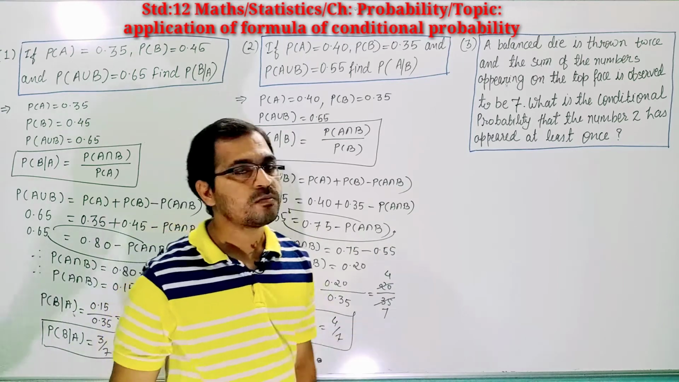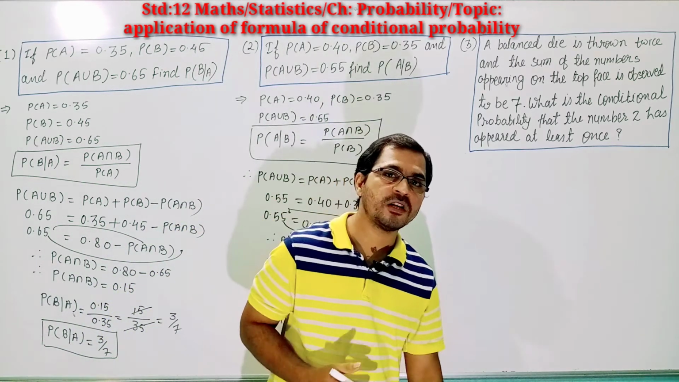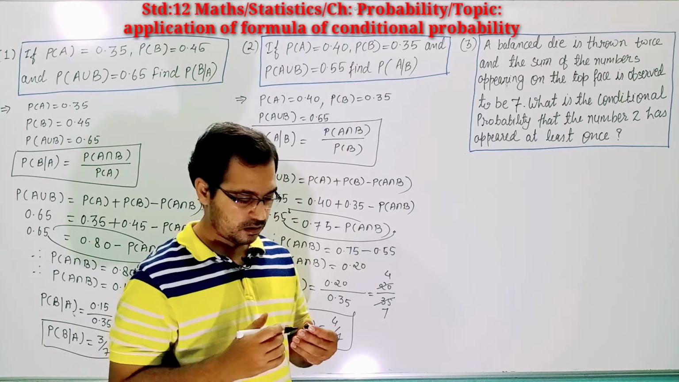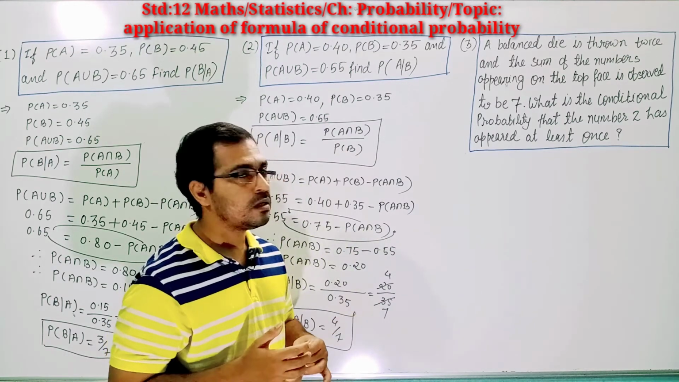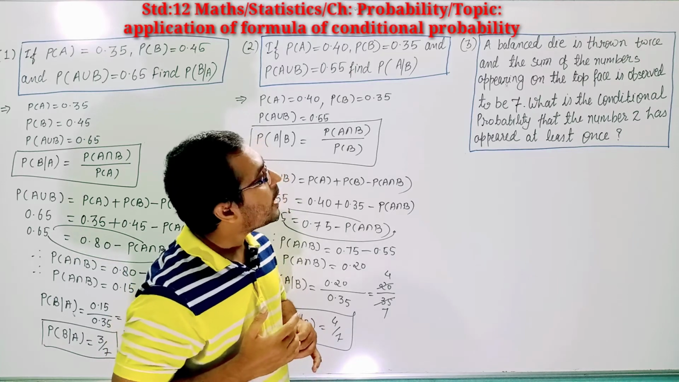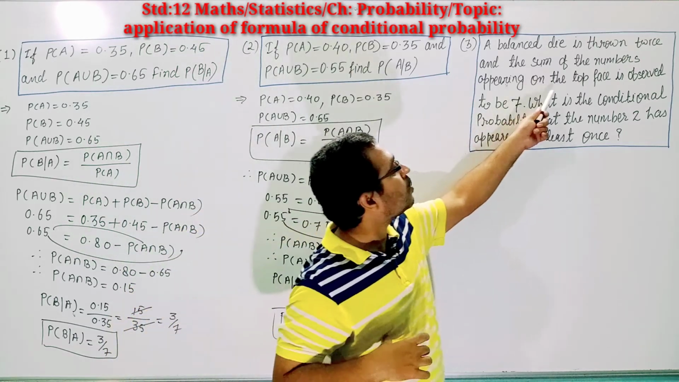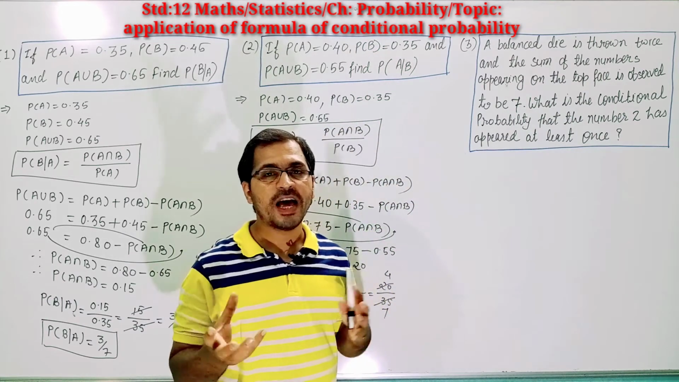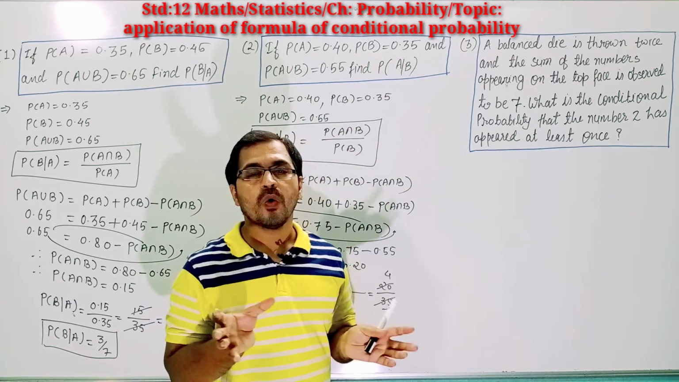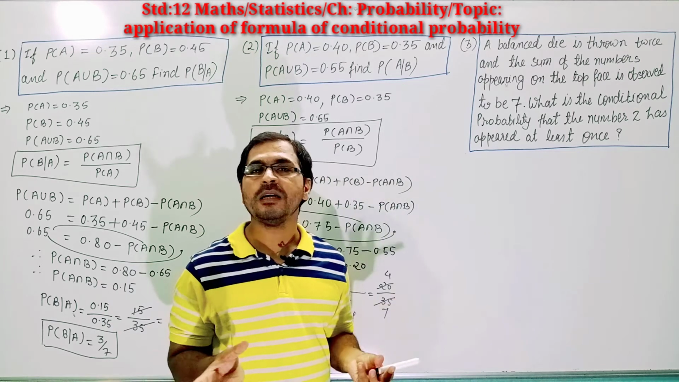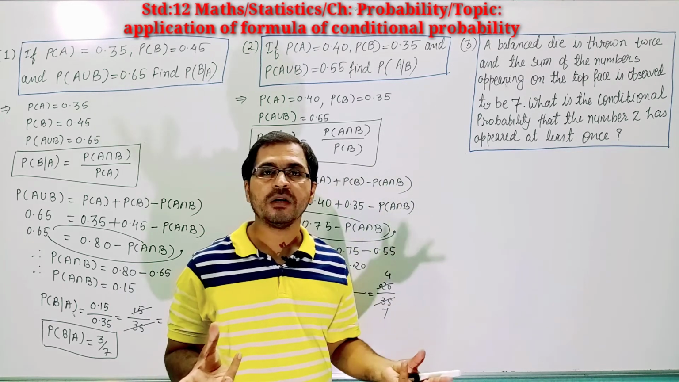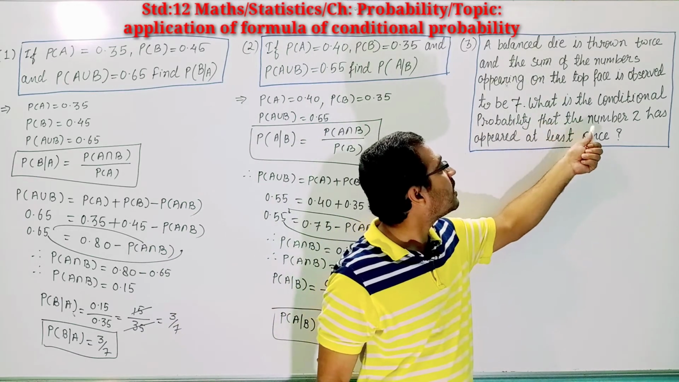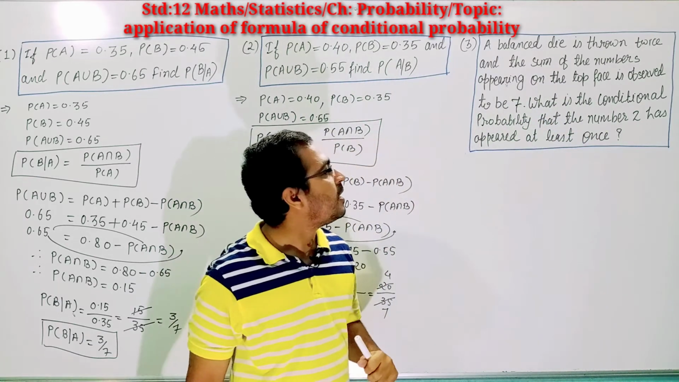Okay students, let us move to the word problem of conditional probabilities. A balanced die is thrown twice, and the sum of the numbers appearing on the top faces is observed to be 7. So you will have to take the combinations of integers on the different dice that add up to 7. What is the conditional probability that the number 2 has appeared at least once?